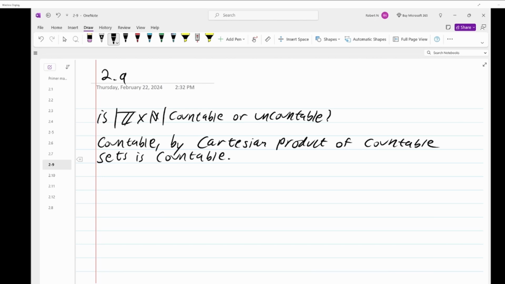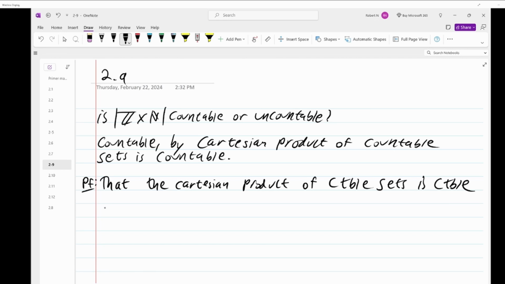Is the cardinality of Z cross N countable or uncountable? By countable cross countable is countable, Z cross N is countable. Brilliant. Let's move on. No, I'm just kidding. Okay. The Cartesian product of countable sets is countable.